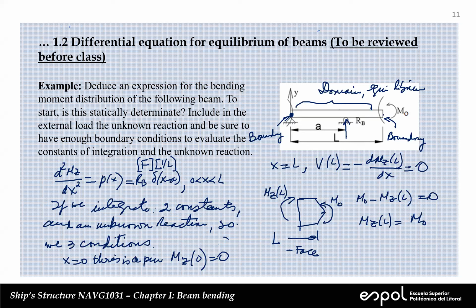Okay? There will be cases when you do not have enough boundary conditions to solve it. And in that case, we're going to differentiate in the next session. We're going to differentiate from statically indeterminate beam cases. And in that case, this equation is not enough to solve it. But in this case, it's okay. So we have two constants of integration, one reaction, so that's three unknowns. And this is what we have done. We have imposed three boundary conditions so we can solve it.